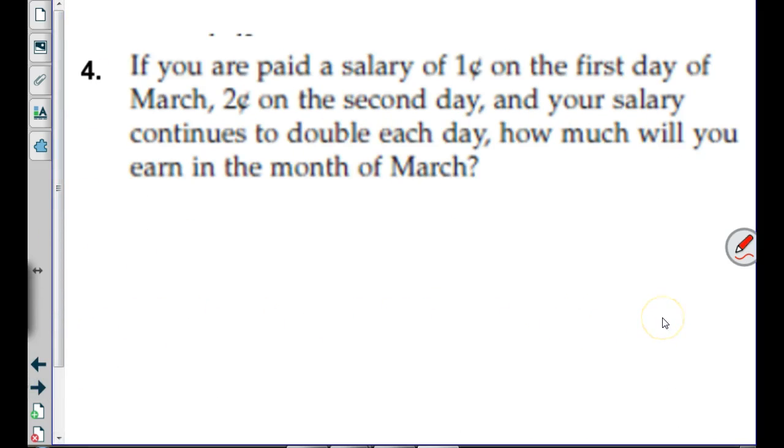All right, love this question. If you're paid a penny on the first day of March, 0.01. On the second day of March, you're paid 2 cents, 0.02. On the third day, it continues to double, so you're up to 4 cents. How many of you are going to go to work for this guy?